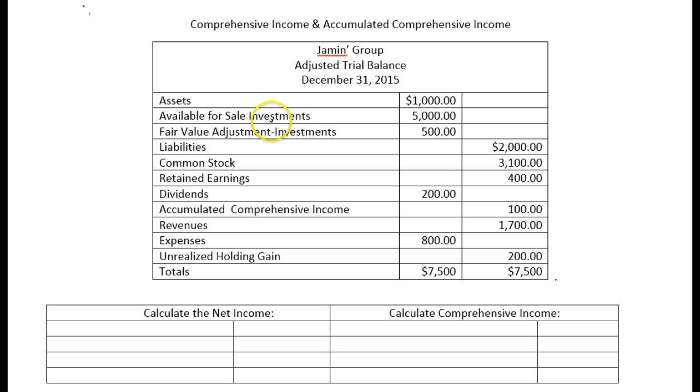I have an available for sale investment, $5,000. A fair value adjustment to that of $500. That means I've written it up $500 since I've owned it. I have retained earnings of $400, and I have accumulated comprehensive income that I've recognized to date in prior periods of $100, and then I have an unrealized holding gain of $200, and I know that unrealized holding gain relates to my available for sale investments because that is the only kind of investment that I have.